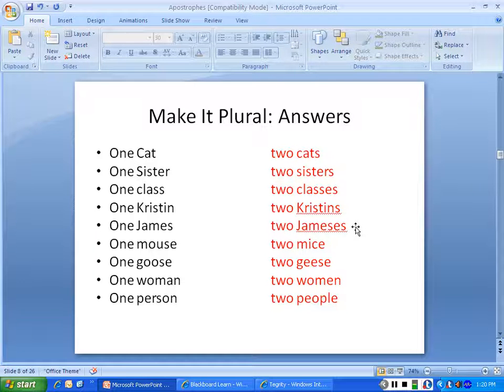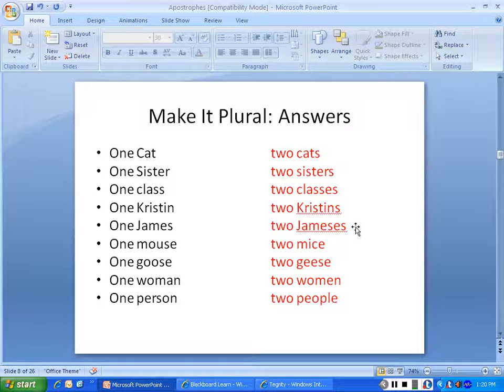The same is true with the word James, but it follows the pattern of the word class. In other words, if a noun ends in S, to make it plural, we add ES. So one James in my class becomes I have two Jameses in my class this semester, so I tell them apart by their last names.